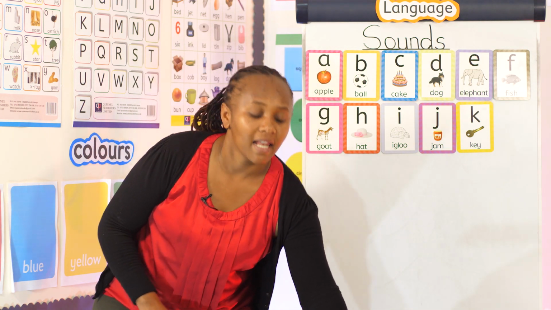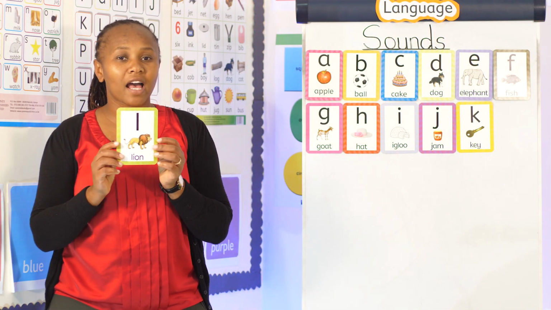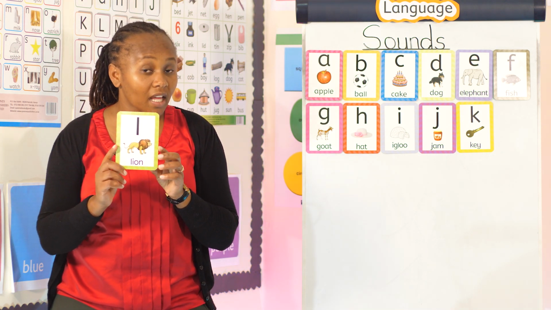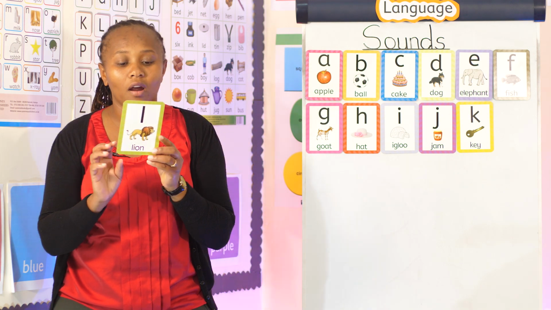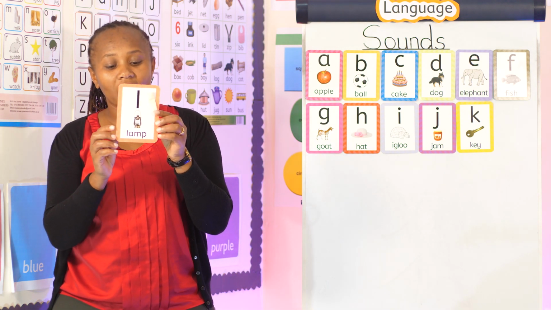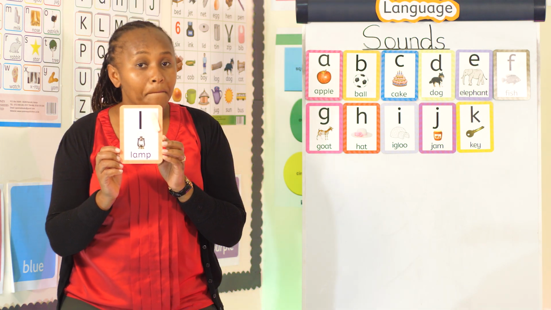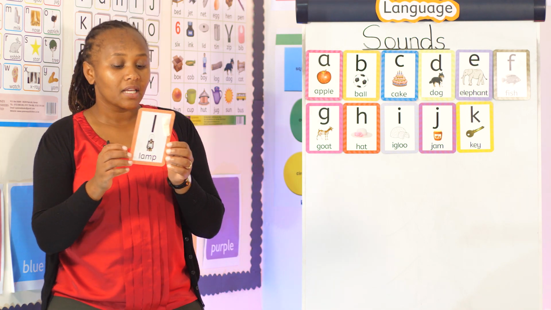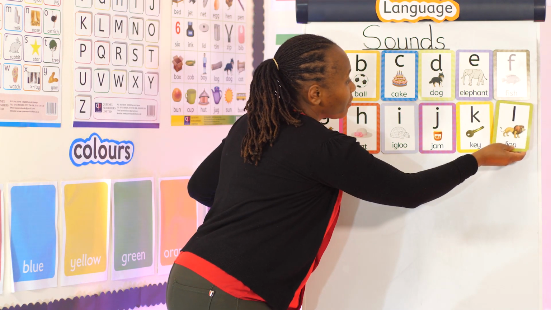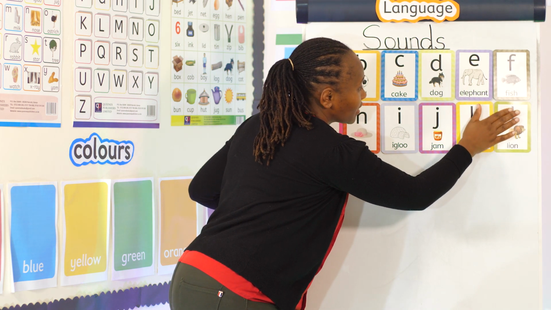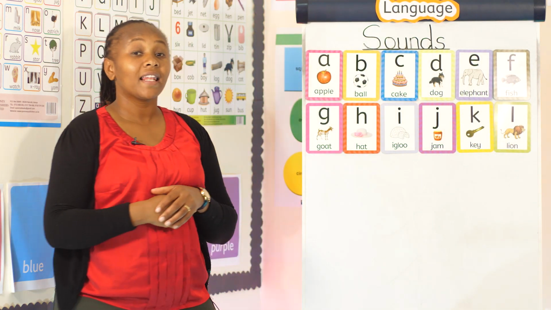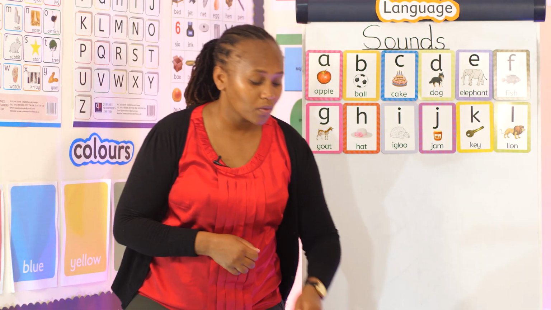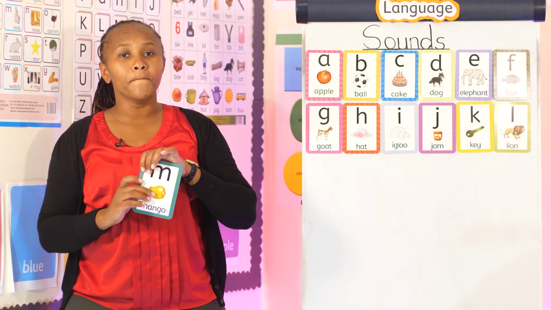Okay, after K, we go to sound L. Say after me, L. This is sound L. L, lion. Do you know the sound that a lion makes? It says rawr. And we also have L, lamp. L, lamp. I'm going to put sound L here. Remember, a lamp gives us light. Okay? L, lion.